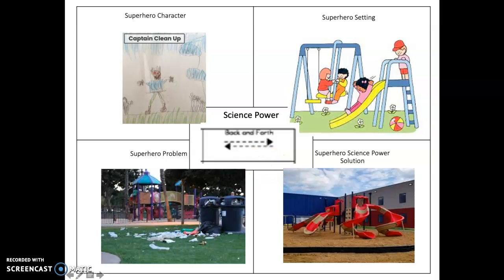I hope that this helped and that you are ready to start drafting your science-powered superhero. Good luck.